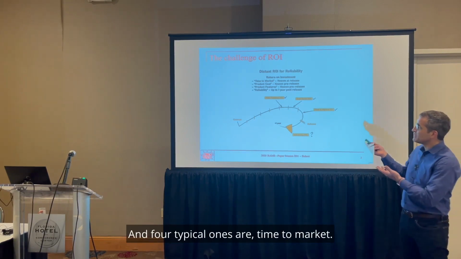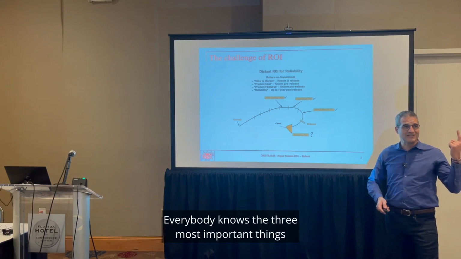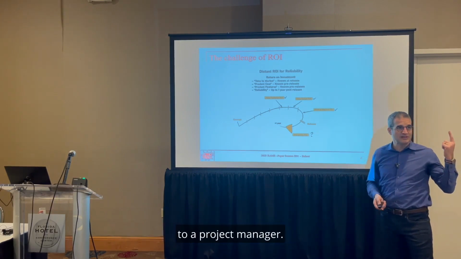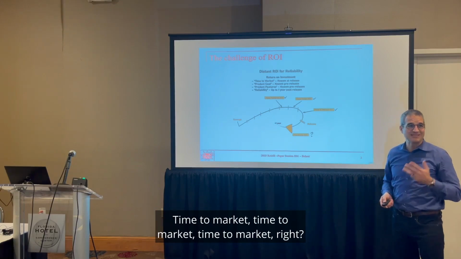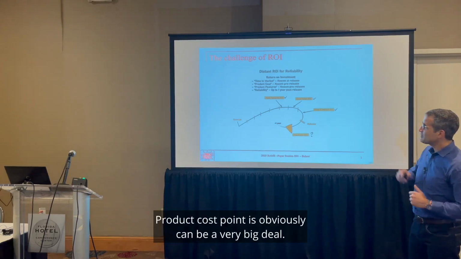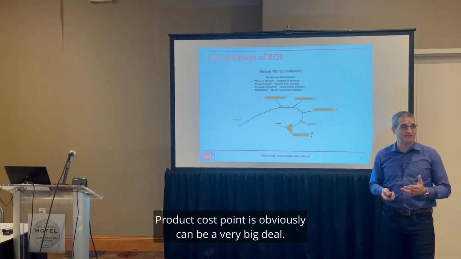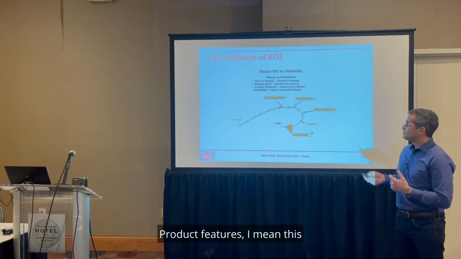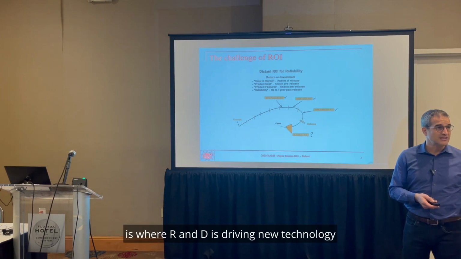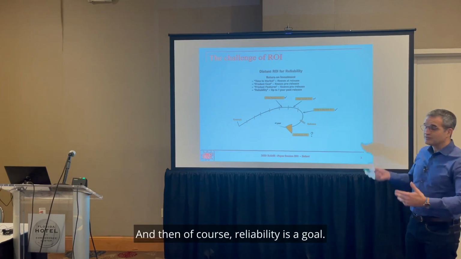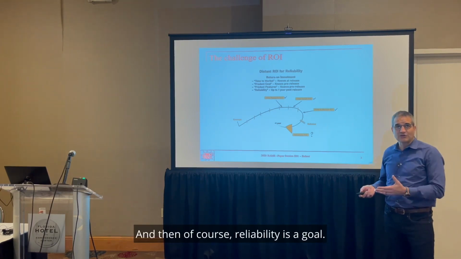Four typical ones are time to market. Everybody knows the three most important things to a project manager: time to market, time to market, time to market, right? They drive very hard. Product cost point can obviously be a very big deal. Product features, this is where R&D is driving new technology, which can be a very competitive factor. And then, of course, reliability is a goal.